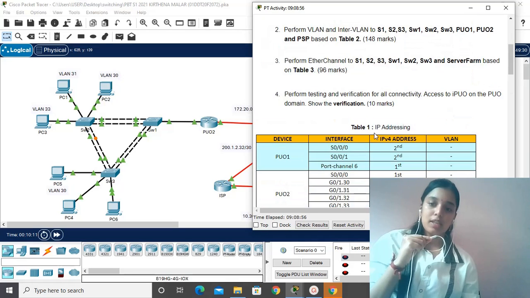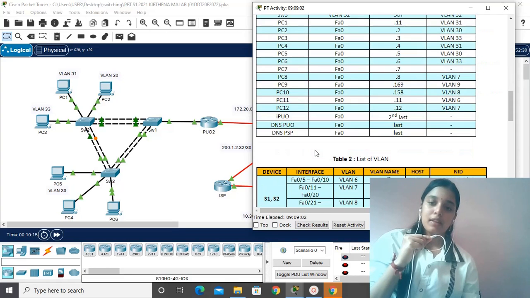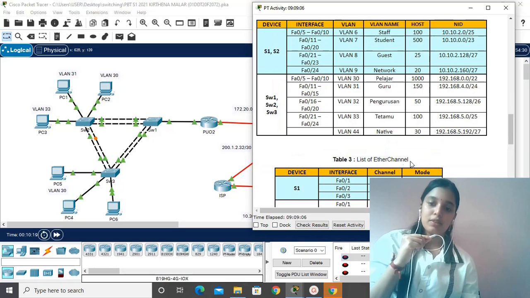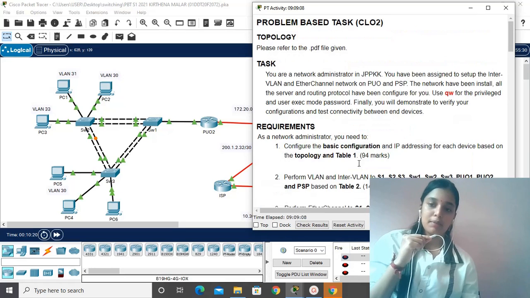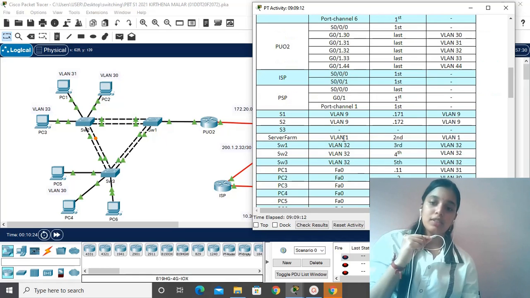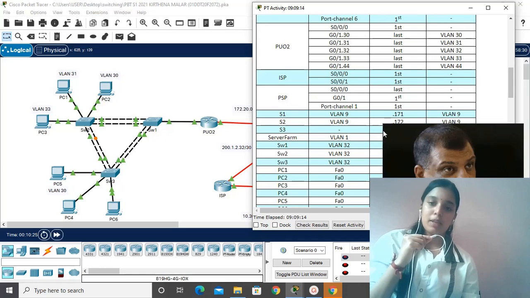So there is a table in the instruction that is given. Table 1 is for IP addressing, Table 2 is the list of LAN, and Table 3 is the list of interchannel. There are tables given in the instruction, and we should follow the instructions of the tables.